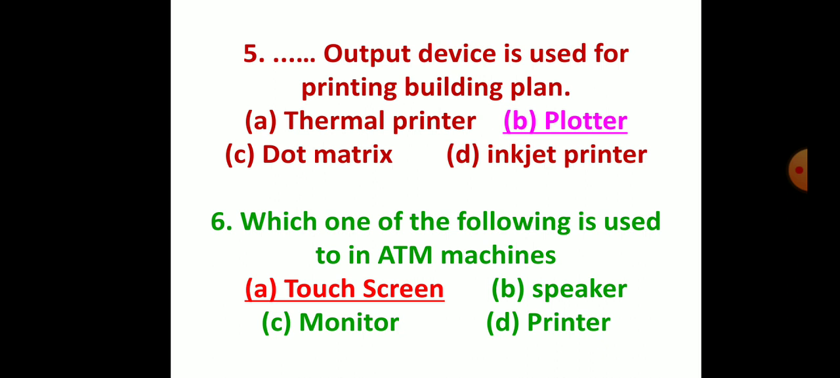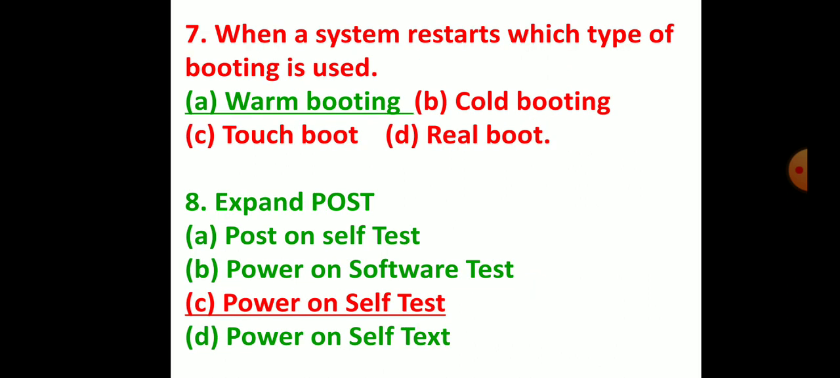Dash output device is used for printing building plan. The options are thermal printer, plotter, dot matrix, inkjet printer. The answer is plotter. Which one of the following is used in ATM machines? The options are touchscreen, speaker, monitor, printer. The answer is touchscreen. When a system restarts, which type of booting is used?